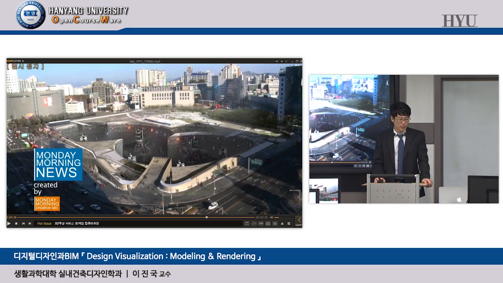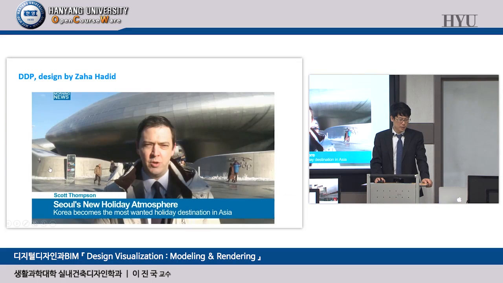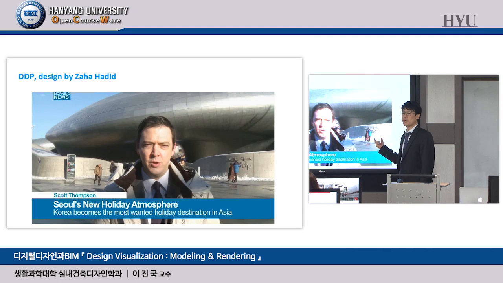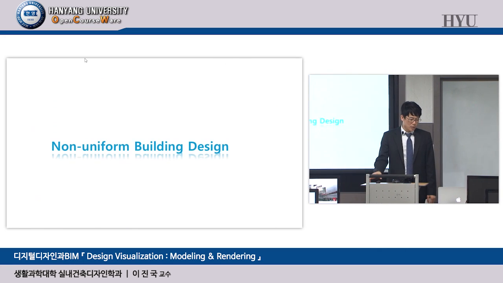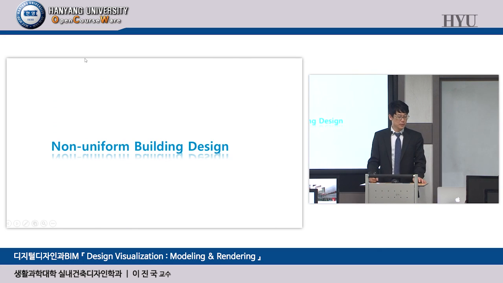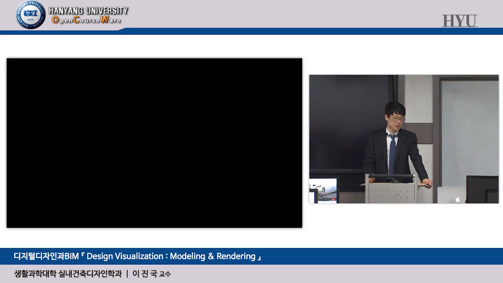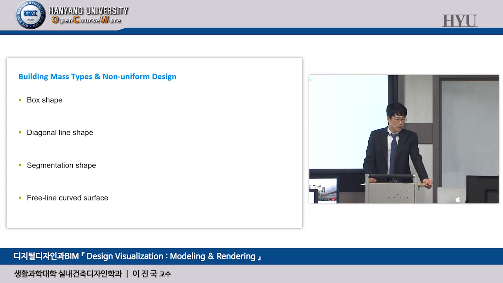Anyway, really good example, good case when we are learning parametric modeling, parametric design. Okay, let's talk a little bit more about non-uniform building design, so-called free-form design. Okay, building mass types and non-uniform design.